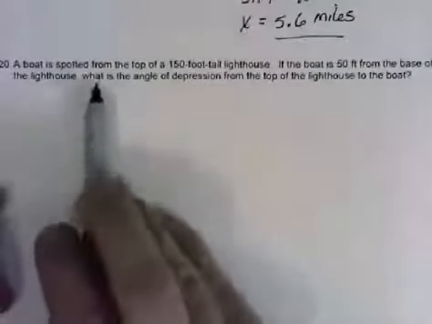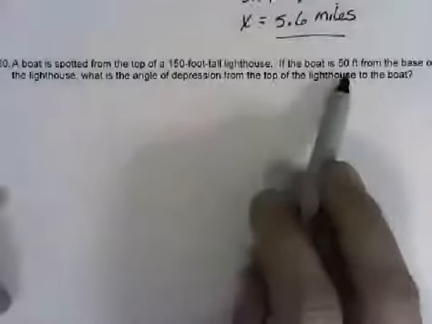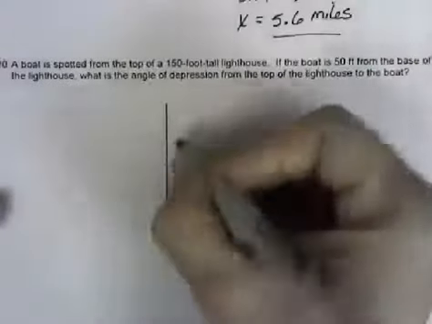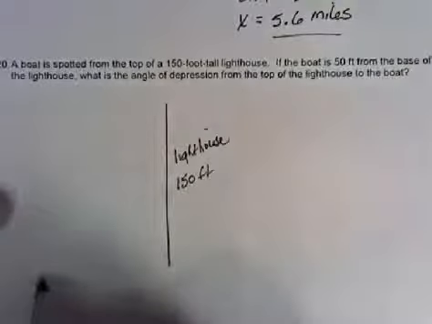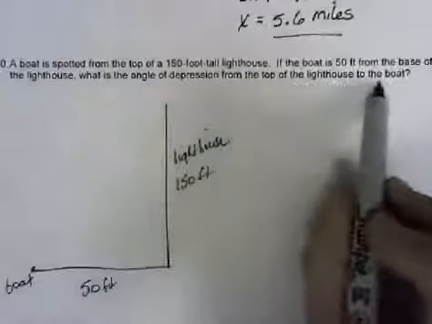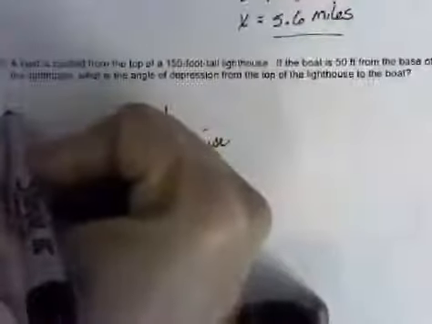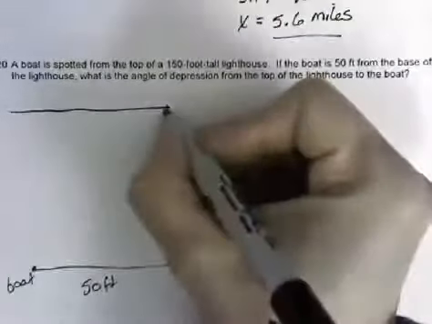One more application problem. In this one we have a boat that's spotted from the top of a 150-foot tall lighthouse. The boat is 50 feet from the base of the lighthouse. So for my picture, I've got my lighthouse that's 150 feet tall, and then my boat is 50 feet from the base. And what this is asking is to find the angle of depression from the top of the lighthouse to the boat. Remember, for the angle of depression, you're always going from the horizontal down. So if this is the top of my lighthouse up here, I'm looking for the angle that this makes with the horizontal.